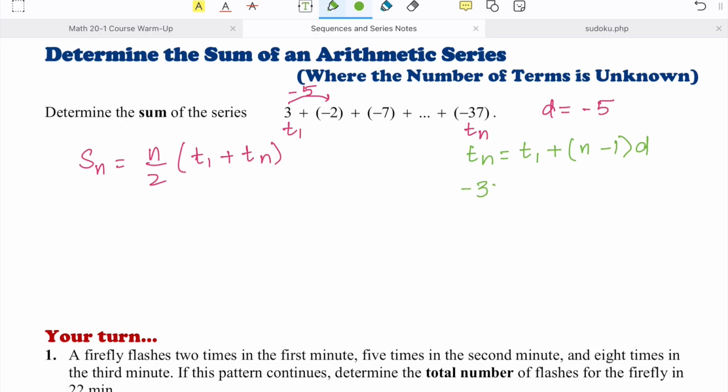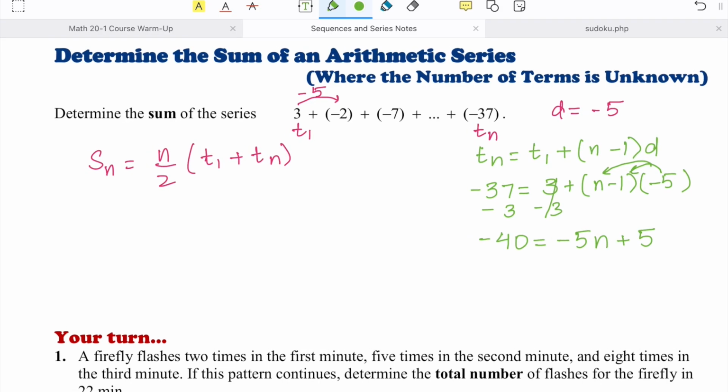It's going to be -37 is equal to T1, which is 3, plus n minus 1, and our difference is -5. So I'm going to use my distributive property, and I can also subtract my 3 on both sides. So I get -37 minus 3, which is -40, and then distribute it, which gives me -5n plus 5. Okay, now I'm just solving for n.